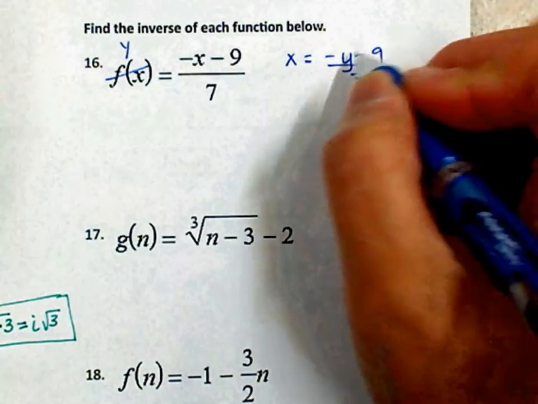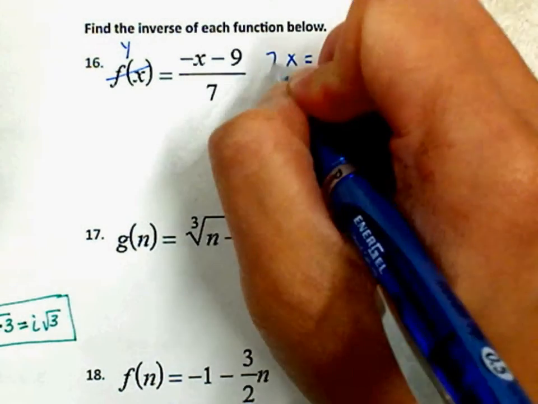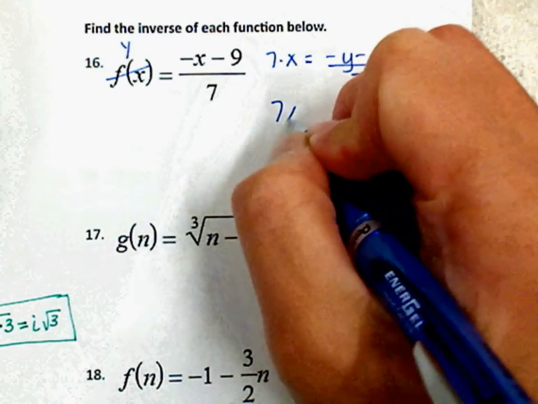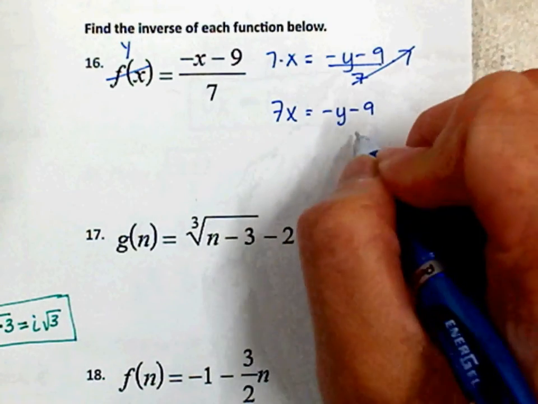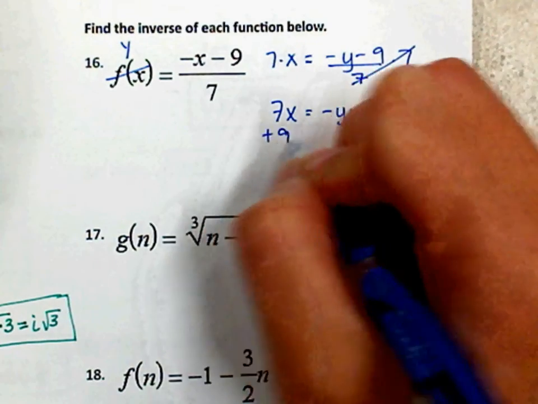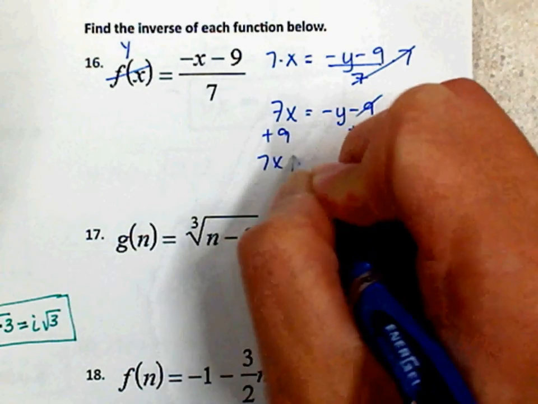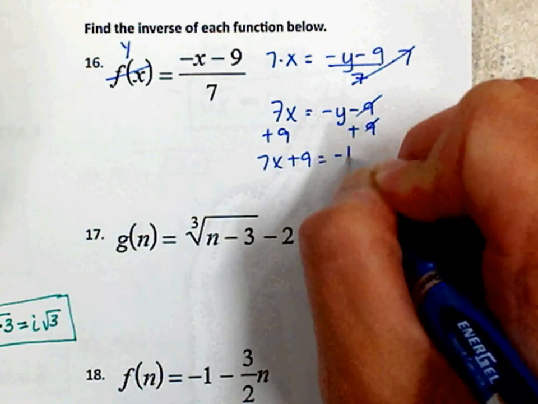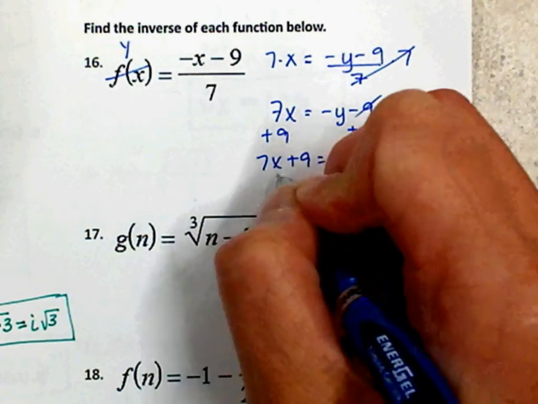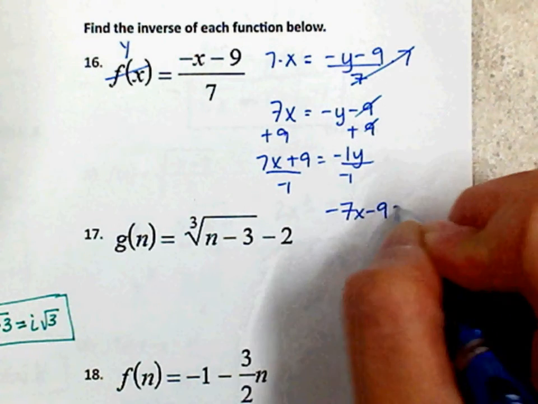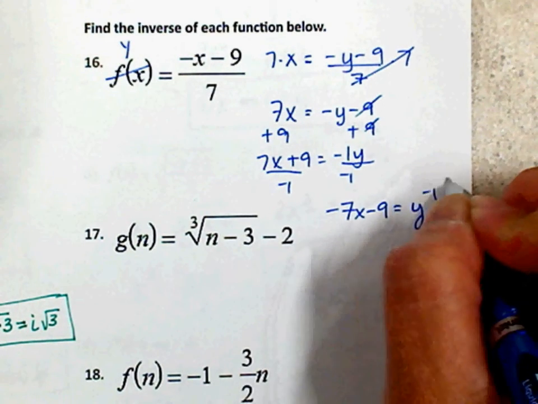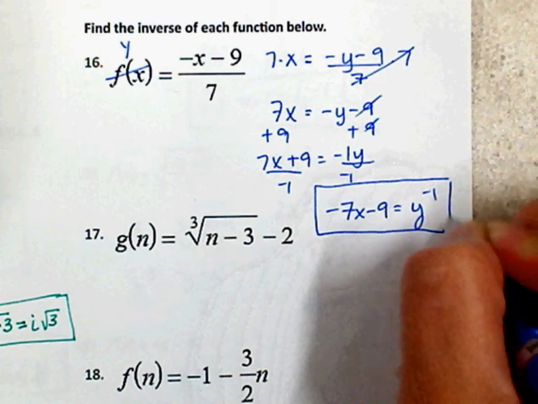Solve for y. Times 7, times 7. 7x is equal to negative y minus 9. Add 9 to both sides. So you have 7x plus 9 equals negative 1y. Divide each of these by negative 1, so negative 7x minus 9 is equal to y. Add your negative 1. There you go.